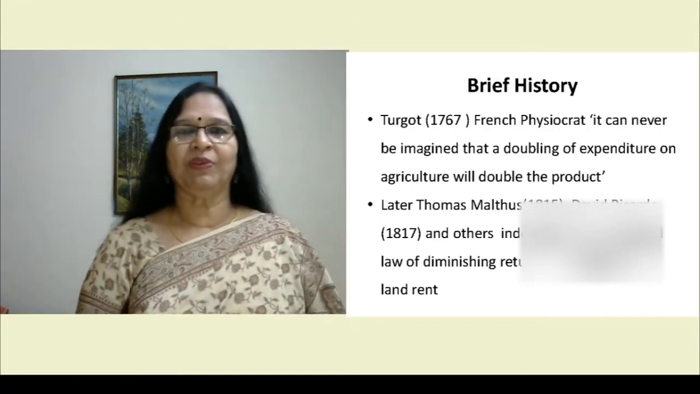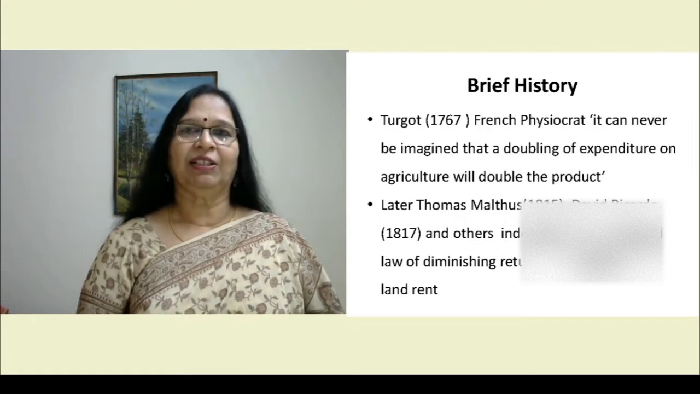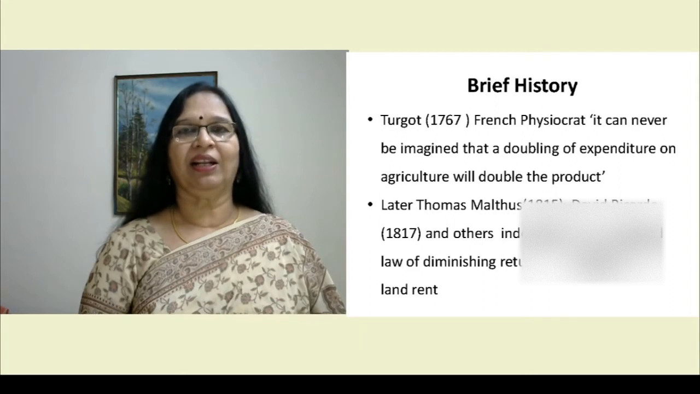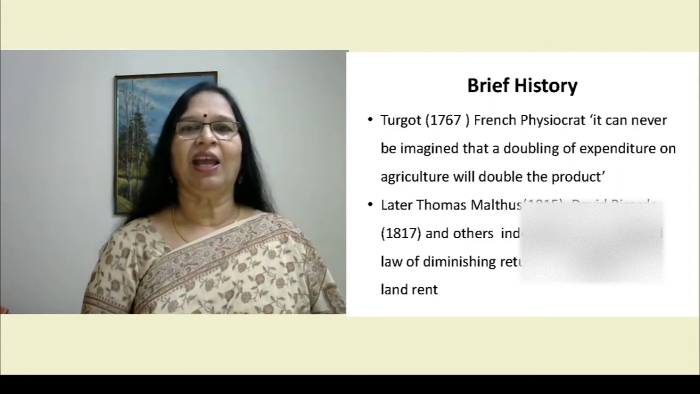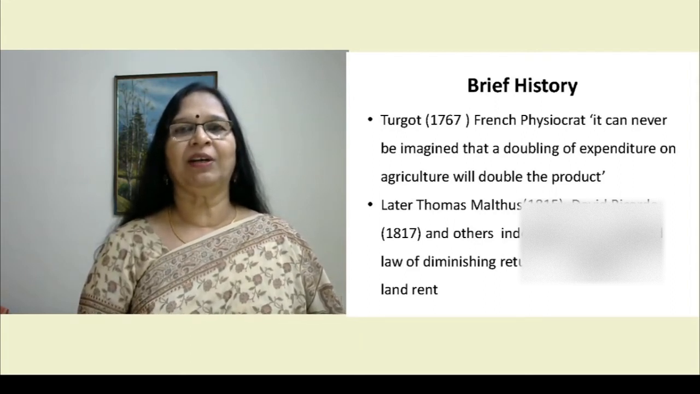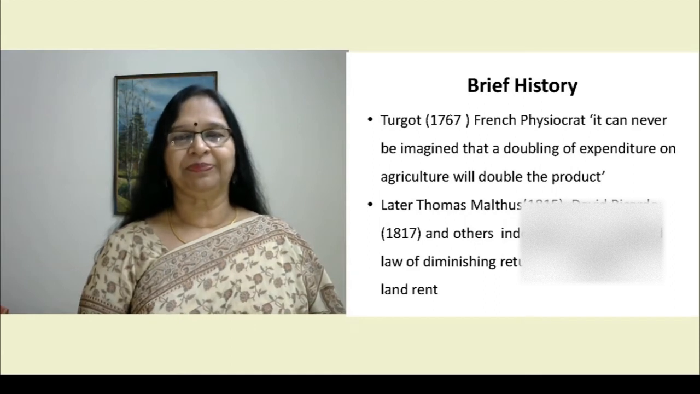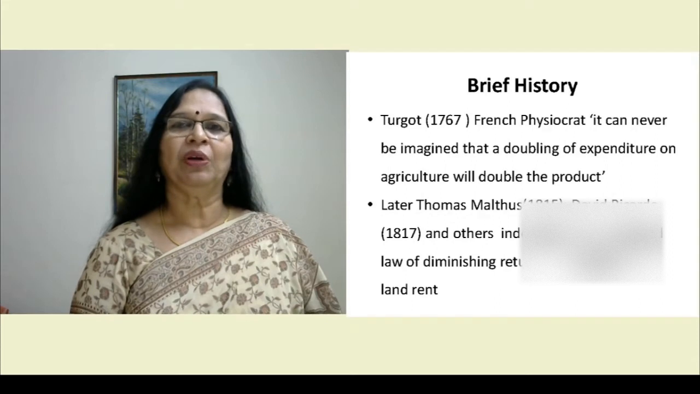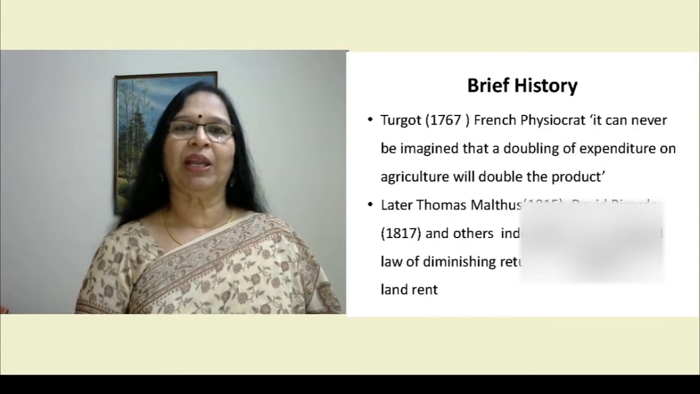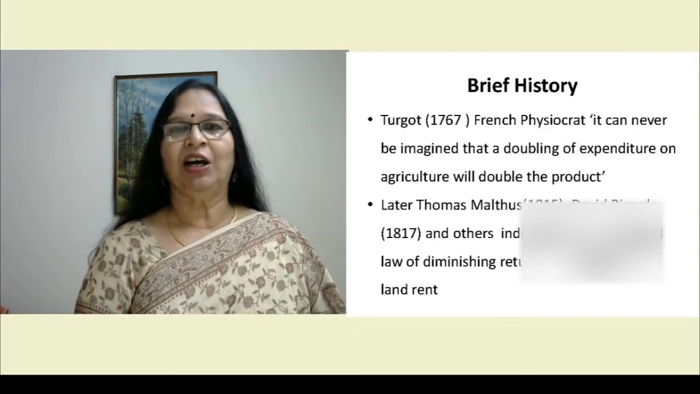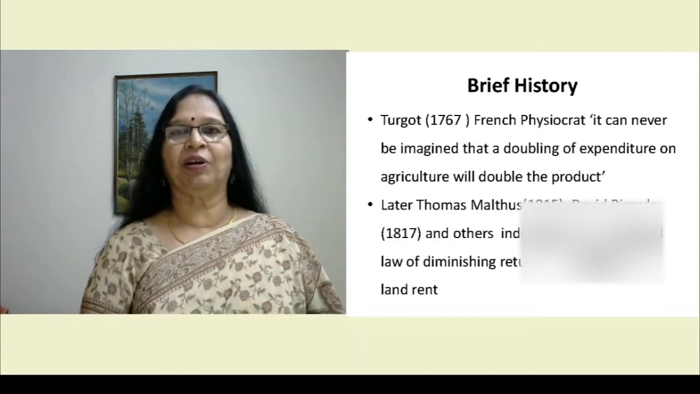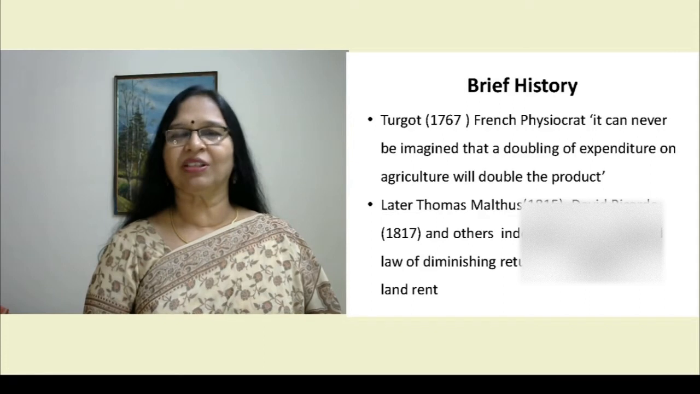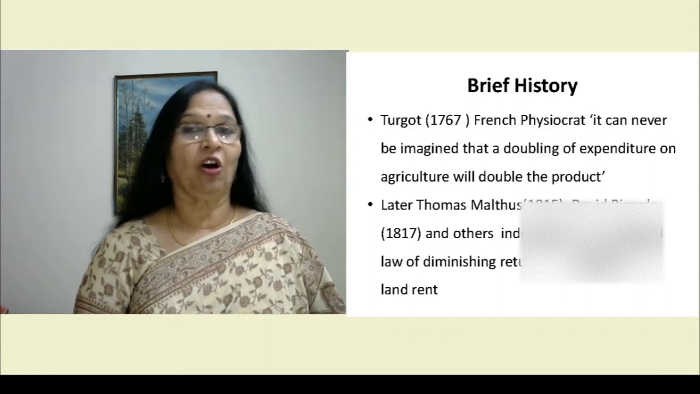So this observation that he made about the way agriculture works: physiocrats were essentially agriculturists, and they believed in the power of nature. So he believed that it is not possible to double production if we have invested a doubled amount of money in agricultural activities. It will not result in that. Now, this was only an observation.